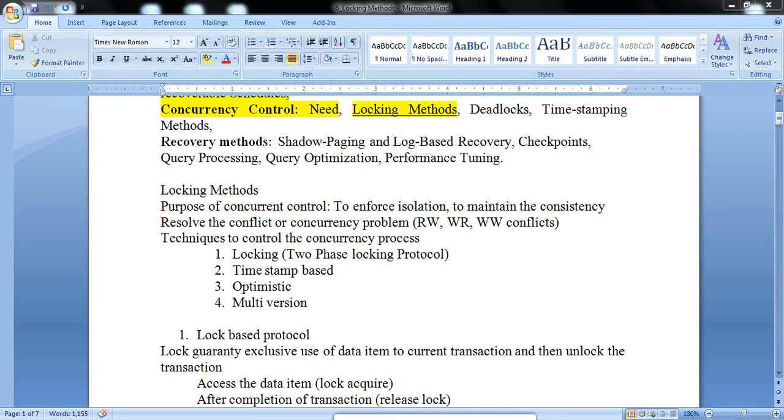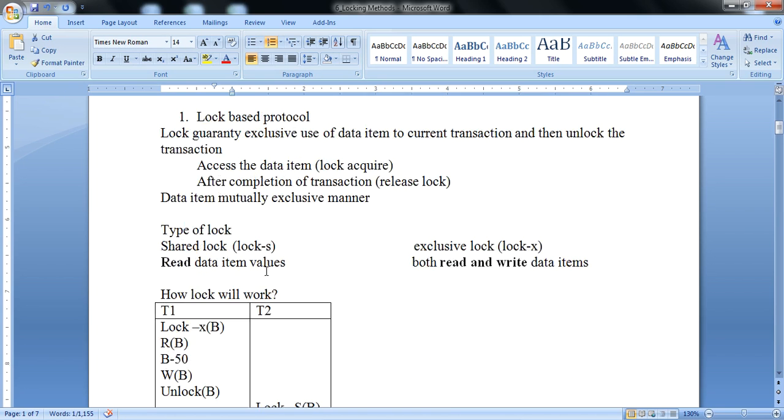Hello everyone. In this lecture we will learn about the next type of locking method, that is timestamp based. In a previous session we already learned about a locking method, the two-phase locking protocol. Now in this lecture we will learn about the timestamp based process.